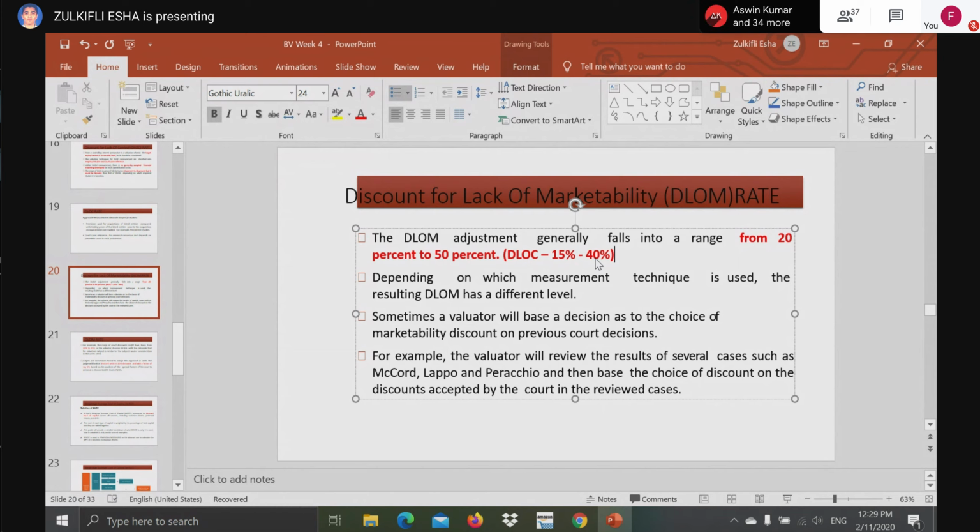So for example, the valuator will review the result of several cases such as Accord, Lapo, and Piracu. Then the choice of discount is based on the discounts accepted by the court in the reviewed cases. What it is trying to tell us is if there is court cases to refer to, we need to scrutinize lah. We need to study the court cases before we decide on the percentage to be used for the DLOM for our cases.